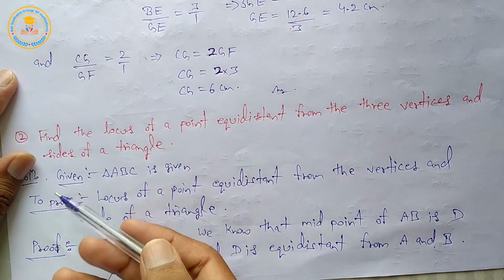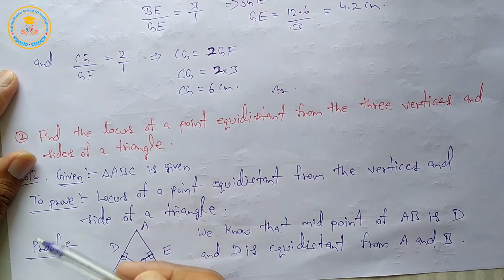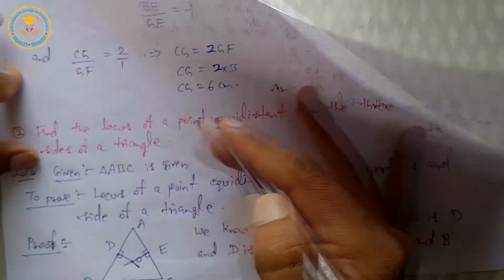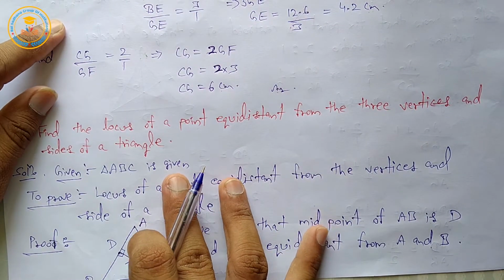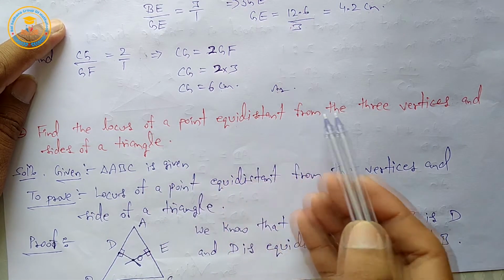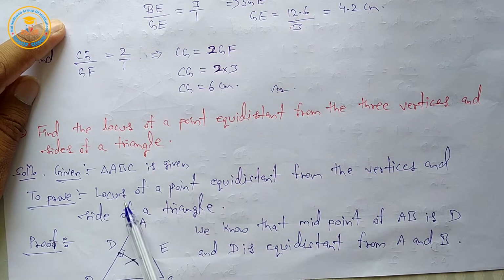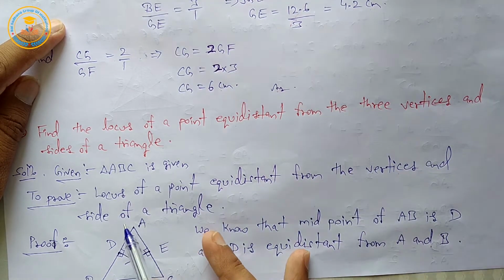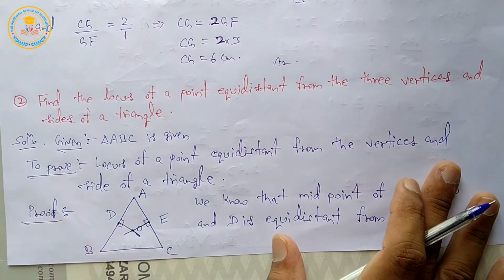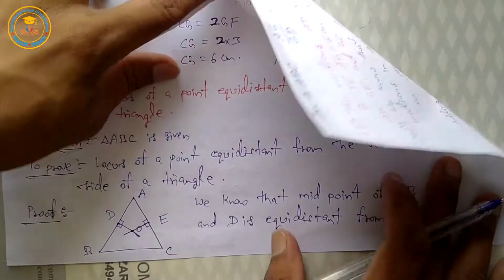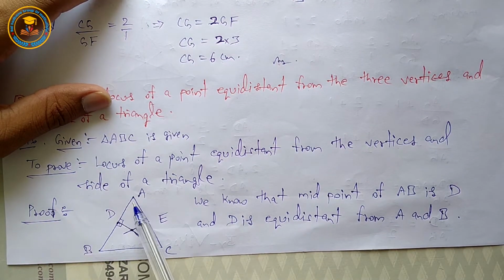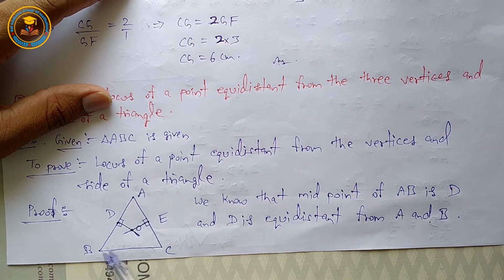Okay, now proof. Solution: we solve the question. First, we draw a triangle ABC. Now we know that the midpoint of AB is D, and D is equidistant from A and B. We let the midpoint of AB be D and the midpoint of AC be E.